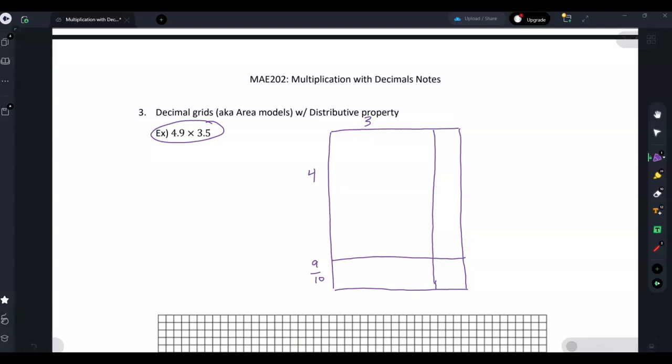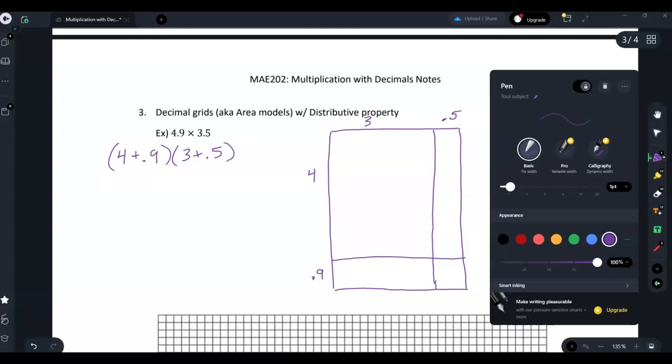So instead of writing that as a fraction 5/10, let's just write it as a decimal 0.5. So instead of 9/10 as a fraction, let's just do 0.9 as a decimal. And then we're going to go through doing this multiplication using the distributive property. So from here, if I wanted to show my work, what I would do is split up my numbers the same way I split them up on the figure. So 4.9 is really 4 plus 0.9. And then I'm multiplying that by 3.5, which is really 3 plus 0.5. And then I'm going to distribute, right?